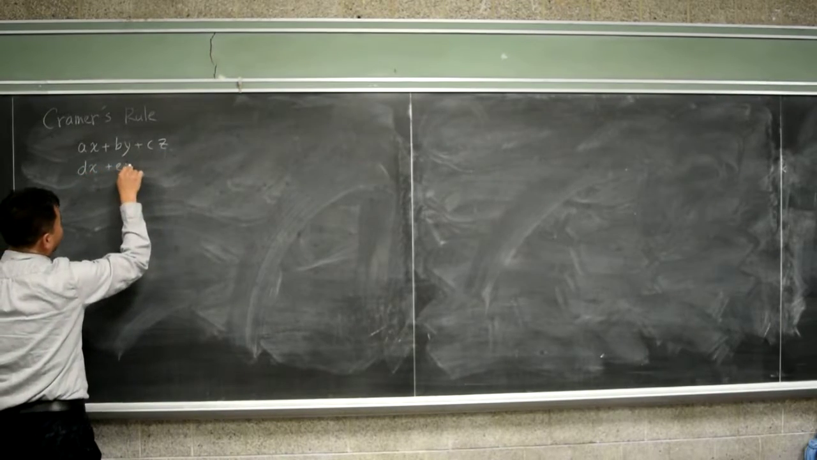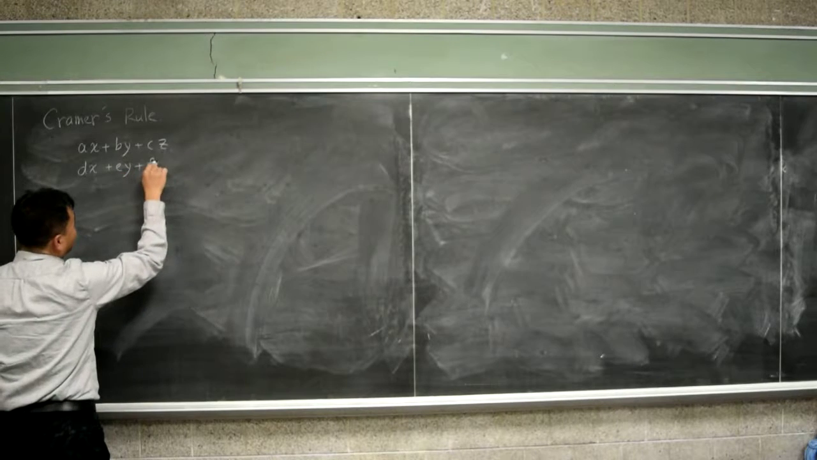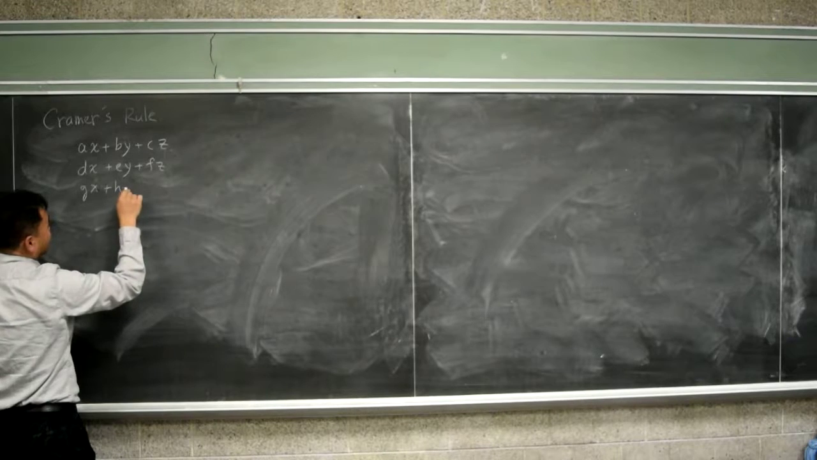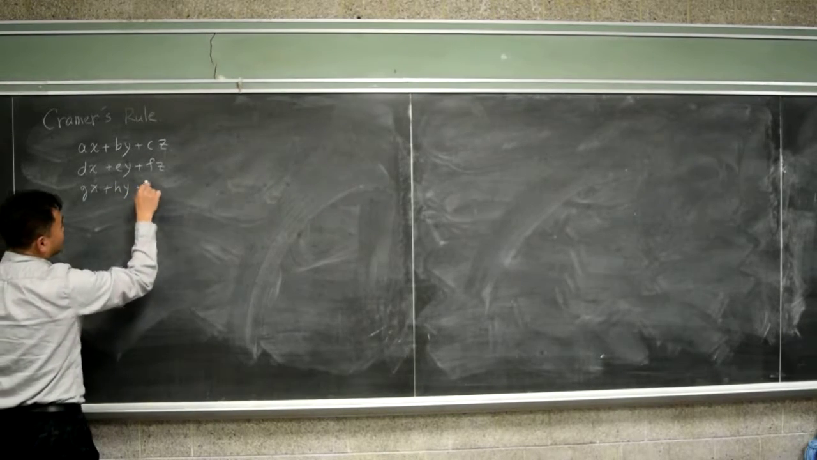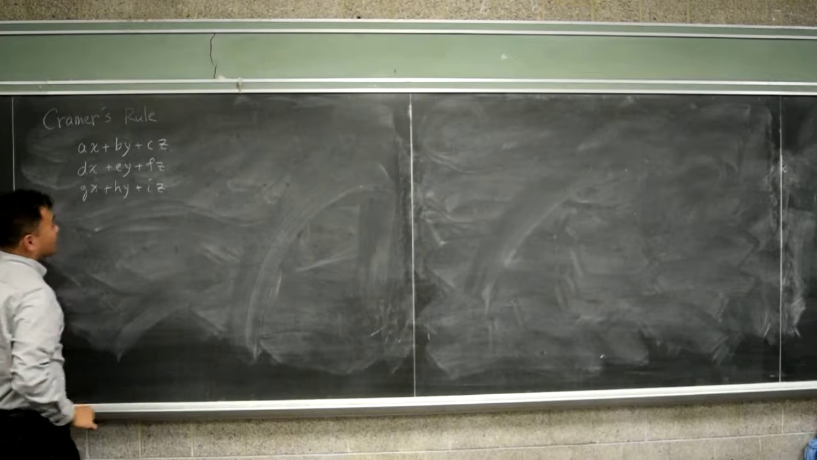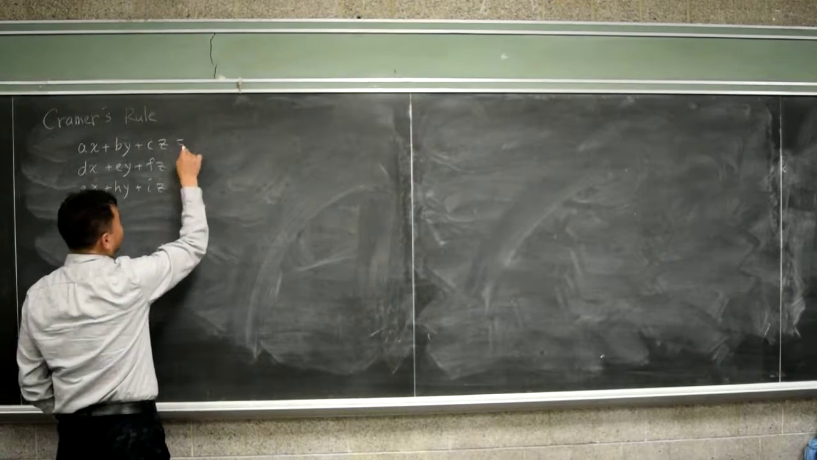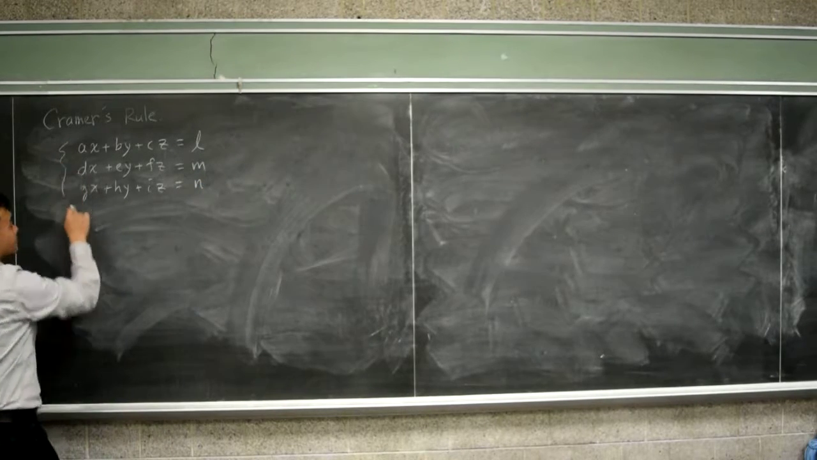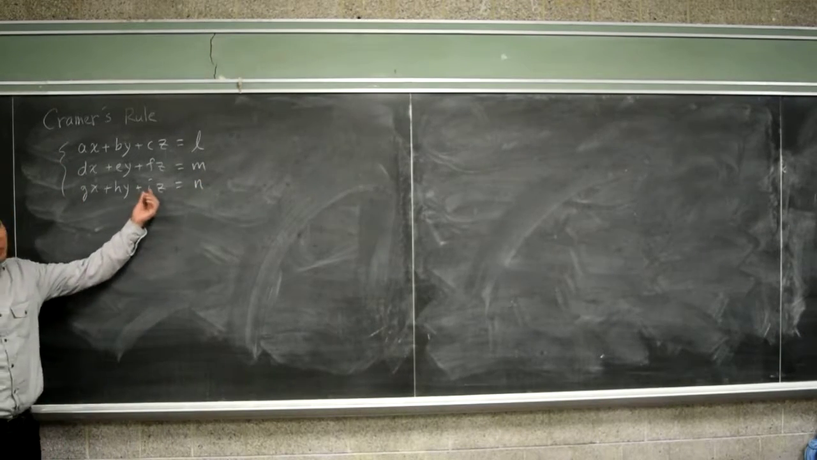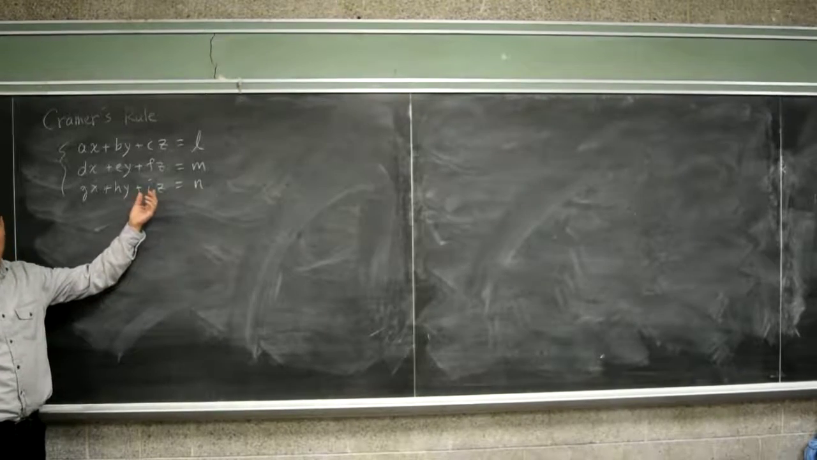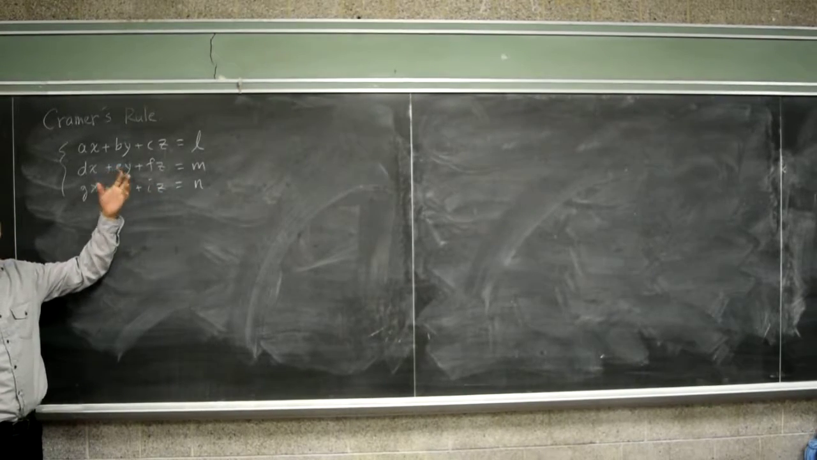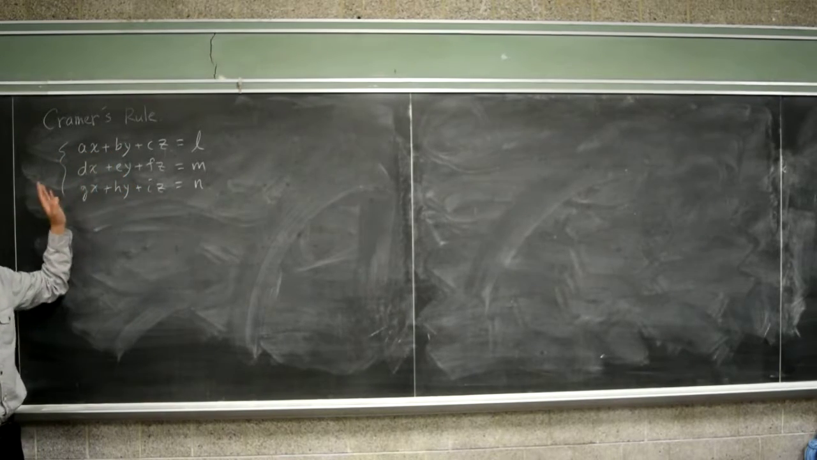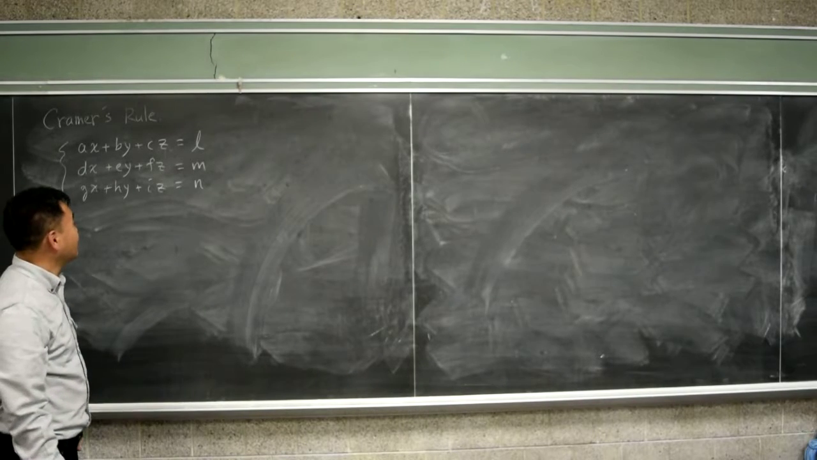Dx plus dy plus... okay, and let's call this L, M and N. Now here, I doesn't mean the imaginary number i, it's a constant, and E doesn't mean 2.7 something. I'm just trying to come up with some variable names. Okay.